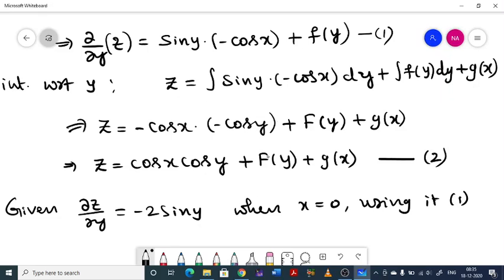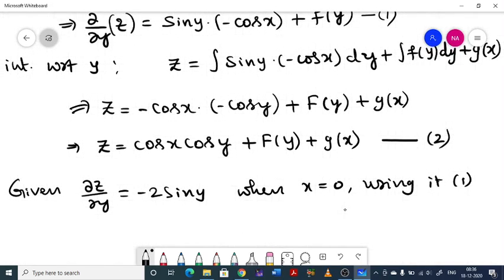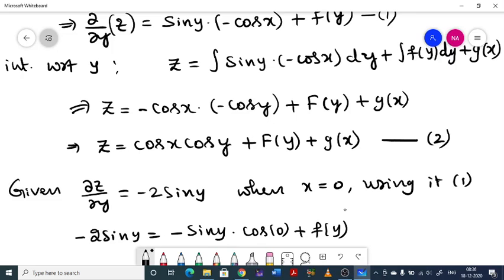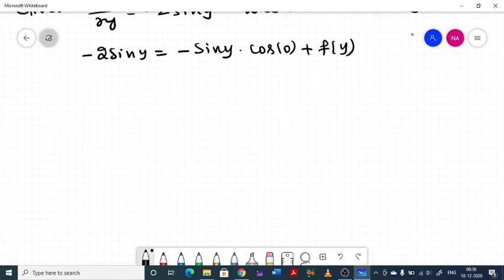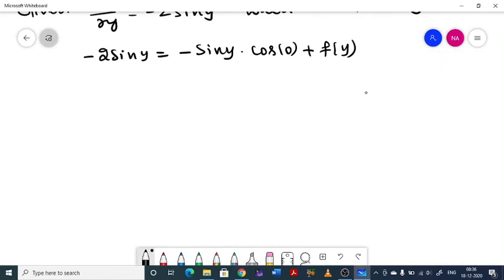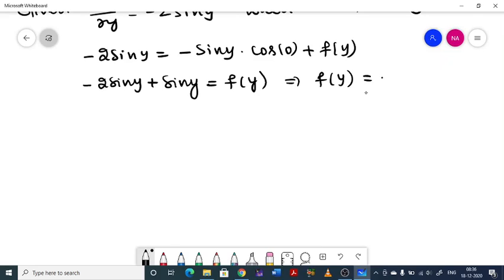equation 1, what we get? Dou z by dou y, the value is minus 2 sin y, equal to minus sin y into cos 0, because x value is 0, cos 0, plus f of y. So that means minus 2 sin y equal to, anyway cos 0 is 1, I can take this minus sin y to this side, plus sin y equal to f of y. So f of y is minus sin y.